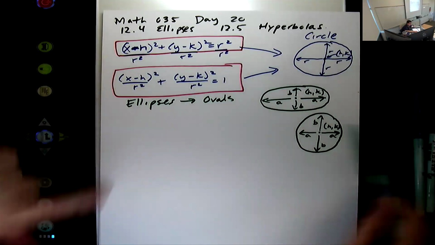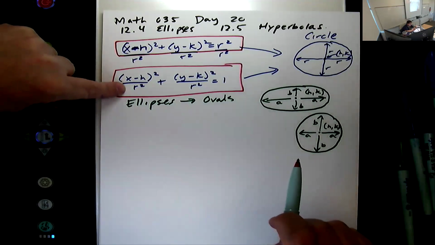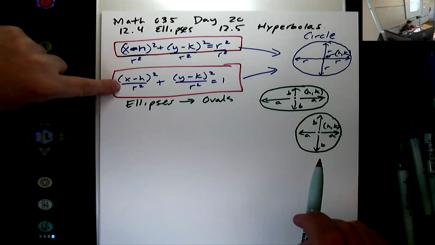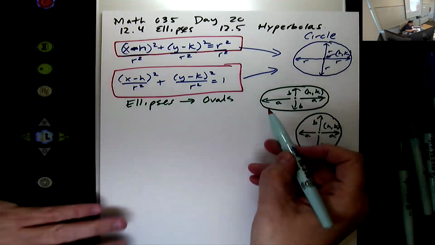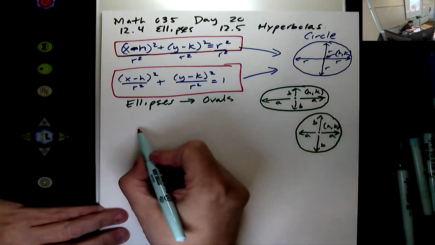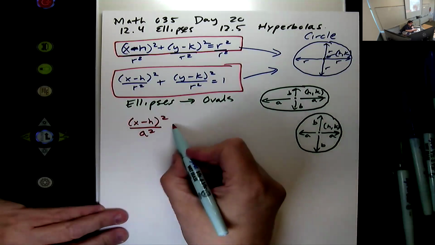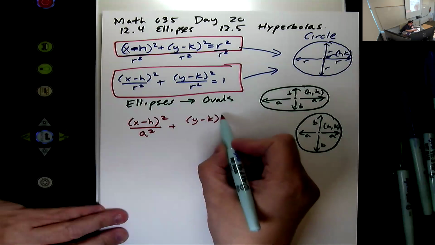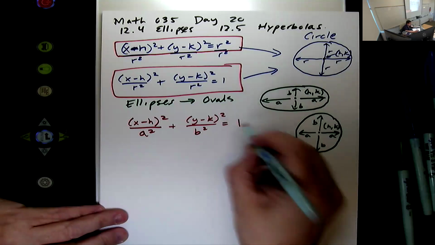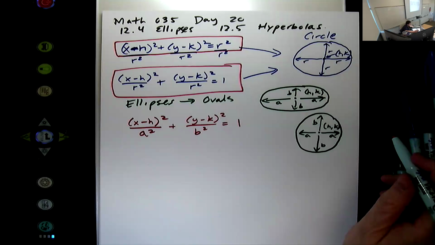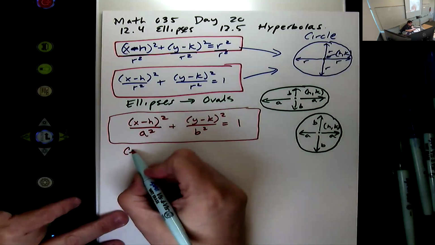How does that edit our equation? Well, we use the letter underneath it to decide the change in x's. So the letter under this one, the square root of it is r, so we went left or right r. If I want to go left or right a, I need to have an a squared on the bottom for x. If I want to go up and down b, I need to have a b squared on the bottom here. This is the general equation for an ellipse. Its center is (h, k).